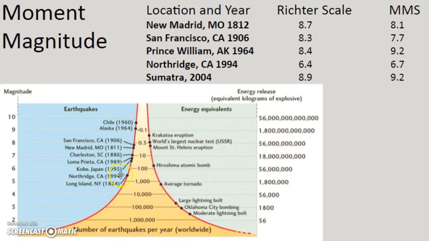And so you can actually get comparisons. Here are actual times and locations of earthquakes. These are kind of giving you some perspective on them. A low energy earthquake would be like a moderate lightning bolt, versus an Oklahoma City bombing, and versus a large lightning bolt. And we compare it to an average tornado, and then a Hiroshima atomic bomb, and then the Mount St. Helens eruption. Here we're comparing it to a large nuclear test. And then Krakatoa. This was one of the loudest sounds ever on Earth.